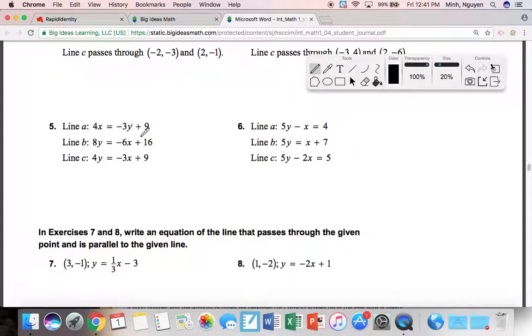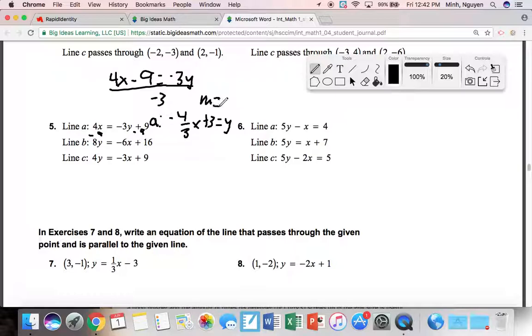Okay, so before we can do any of this, we have to find the slopes. Again, the slope is the number in front of x. However, y has to be isolated. So for A, I'm going to subtract 9 on both sides. I'm going to say 4x minus 9 equals negative 3y, and then I'm going to divide everything by negative 3. So I have negative 4 over 3 x plus 3 equals y. This is line A. The slope is negative 4 over 3.